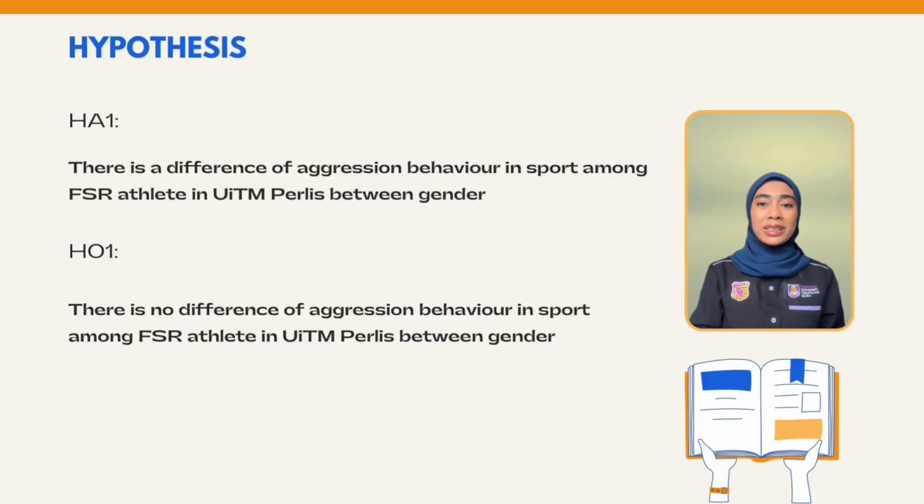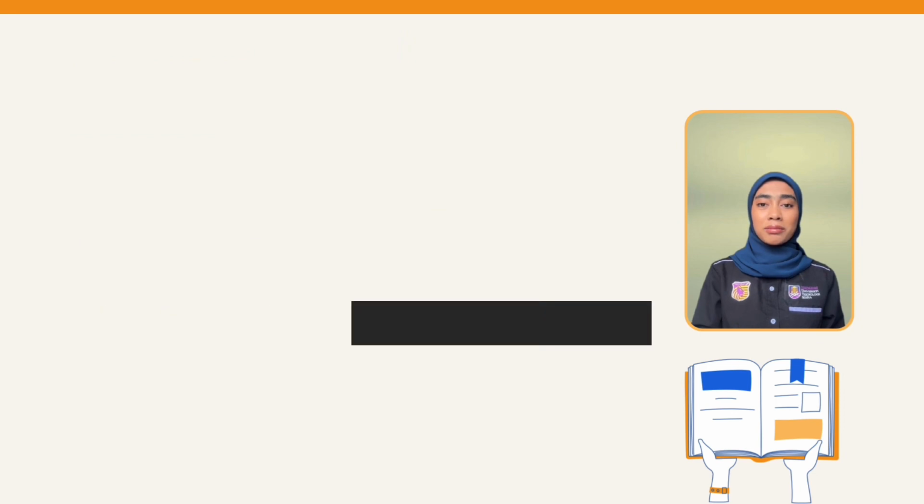Next is hypothesis. HA1, there is a difference of aggression behavior in sport among FSR athletes in UiTM Perlis between gender, and HO1, there is no difference of aggression behavior in sport among FSR athletes in UiTM Perlis between gender.